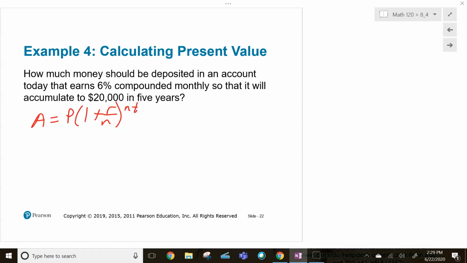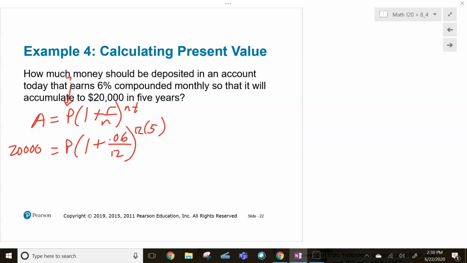How much money should be deposited? In other words, what's the P? What's the P? If you're earning 6%, so I'm solving for P, I'm earning 6% compounded monthly, so my N is 12 times per year. My T is 5 years, and I want to accumulate $20,000.